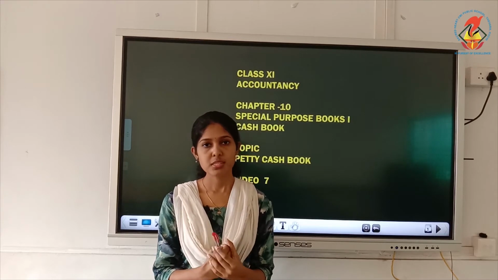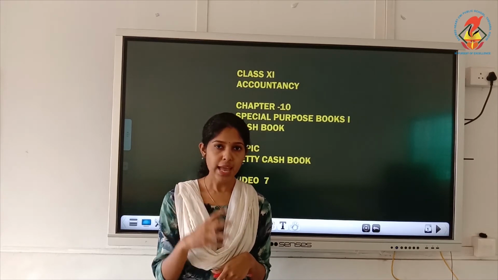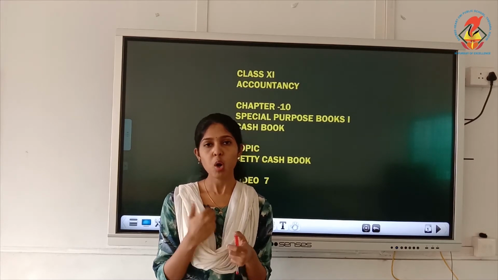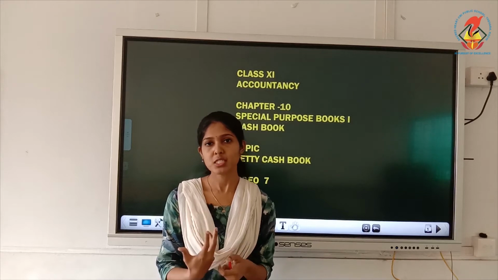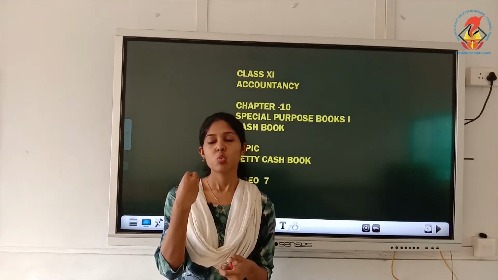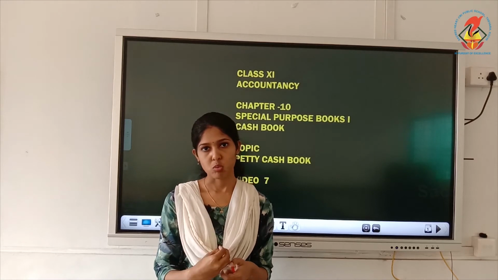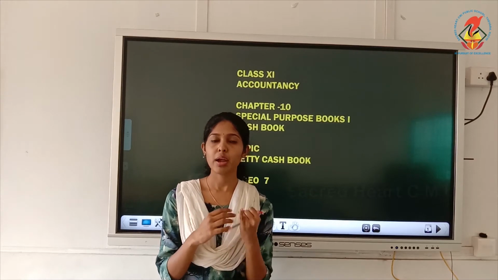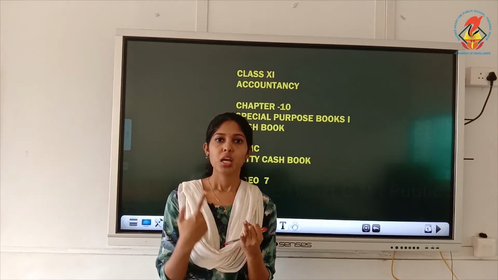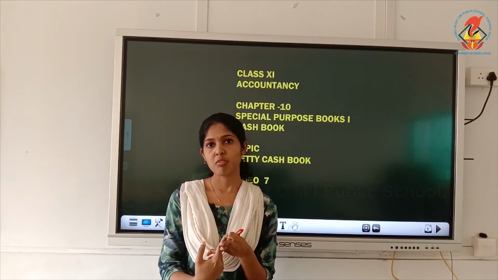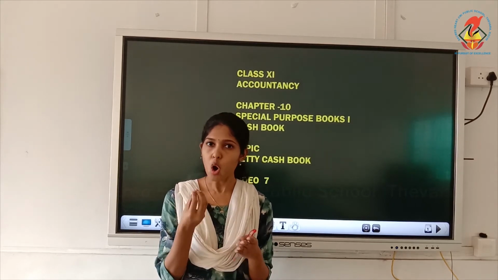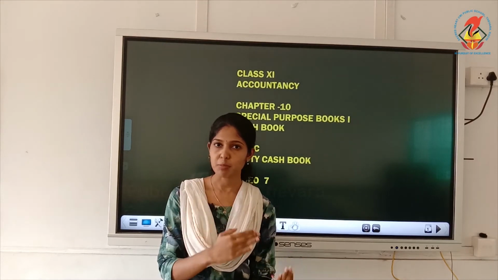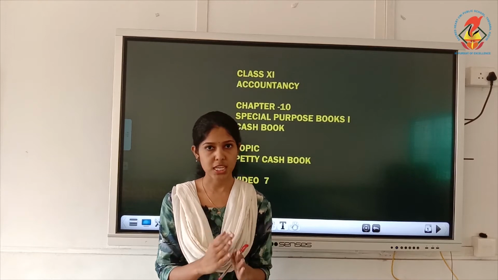Petty cash book means you give the heading petty cash book, the cash book which is used for recording petty expenses. Now what is petty expenses? Petty expenses means expenses which involve very less amount, that is called miscellaneous expenses. So cash book in which we will be recording expenses like stationery, postage, refreshments given to customers, conveyance, all these involve very less amount and these will be separately posted in a book called petty cash book.